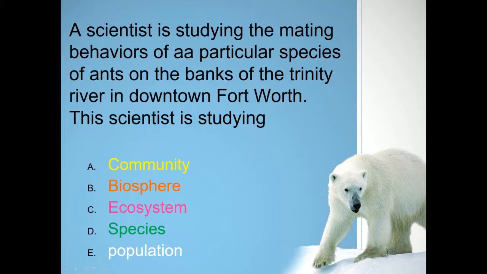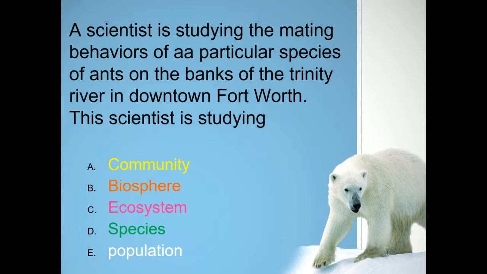Shazia, what's your question? Could you repeat the question? Your voice kind of scratched out while you were saying it. Say it again. A scientist is studying the mating behaviors of a particular species of ants on the banks of the Trinity River in downtown Fort Worth. This scientist is studying either A, a community, B, a biosphere, C, an ecosystem, D, a species, or E, a population.